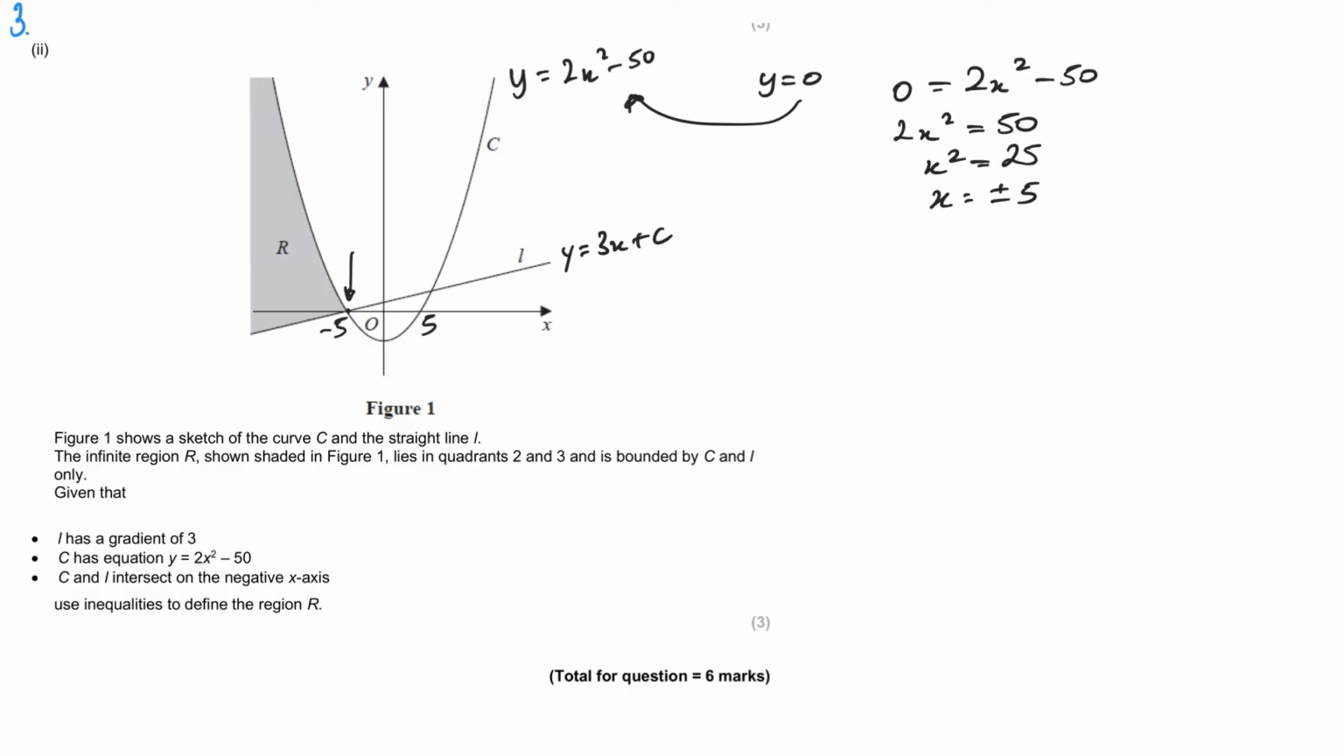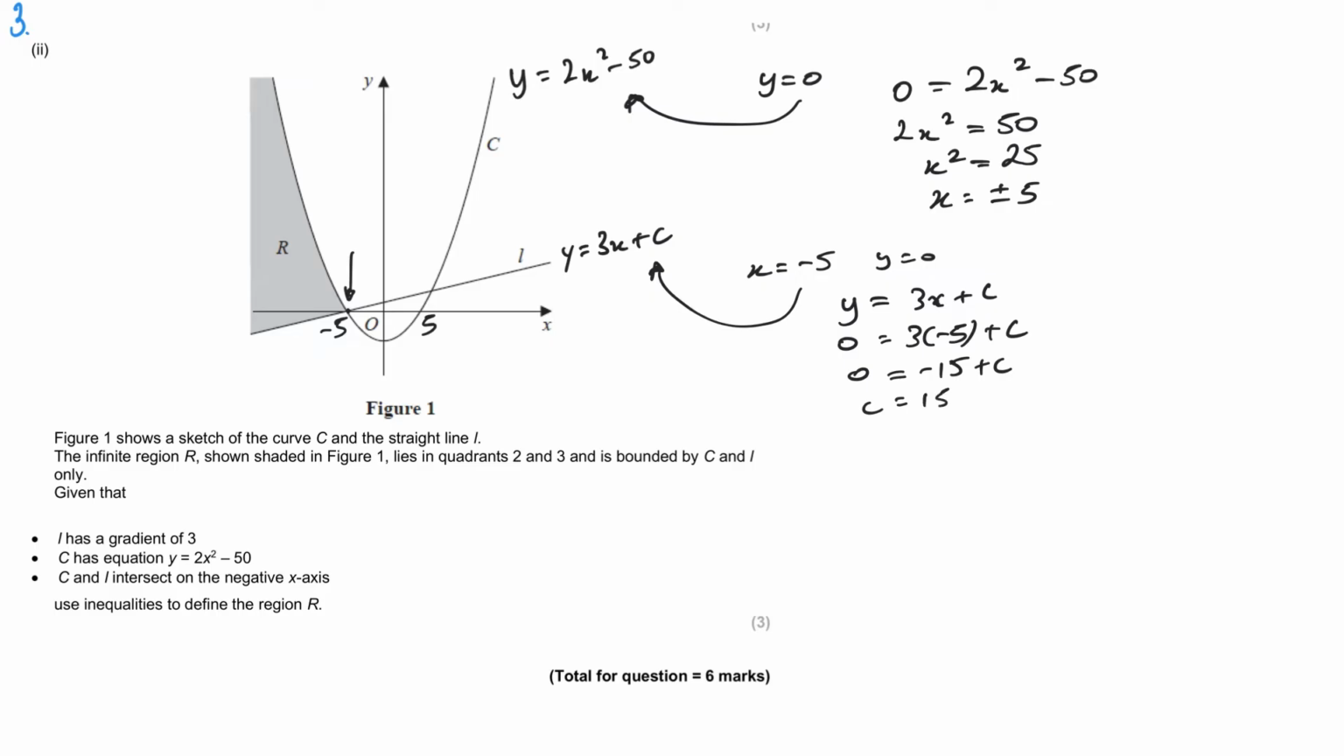Knowing that, I can substitute x equals minus 5 into this equation. At that point we know that the y coordinate is also 0, don't we? So 3x plus c, y is 0, 3 times minus 5 plus c. So we've got minus 15 plus c, so c is 15. So now I know that my equation is y equals 3x plus 15. And that's important, isn't it?